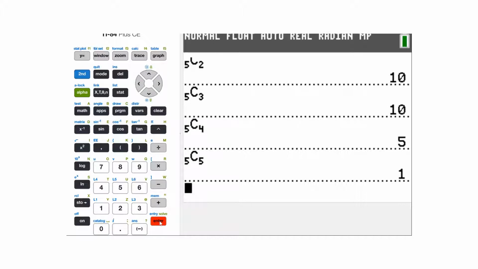So I then would end up with a to the 5th plus 5a to the 4th b plus 10a cubed b squared plus 10a squared b cubed plus 5ab to the 4th plus b to the 5th. And that would expand that binomial that we were working on the previous slide, a plus b raised to the 5th power.